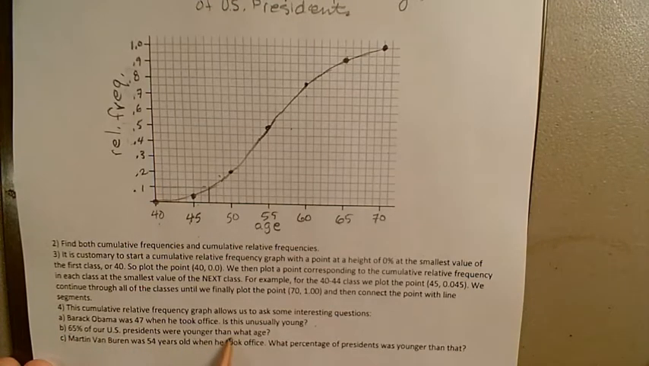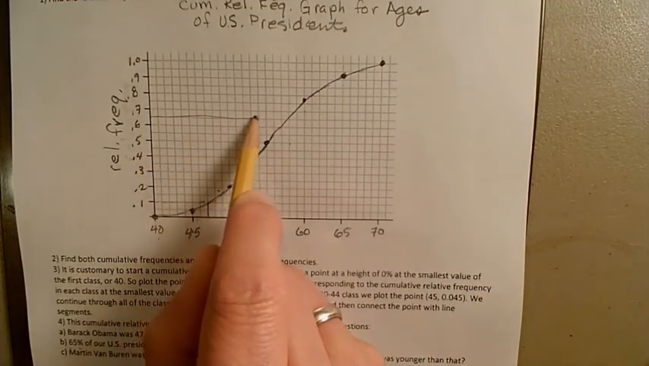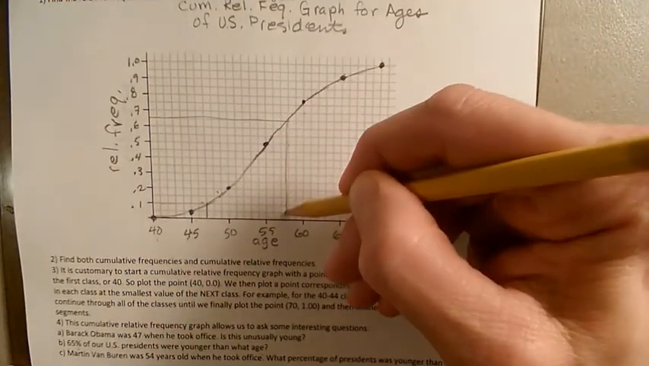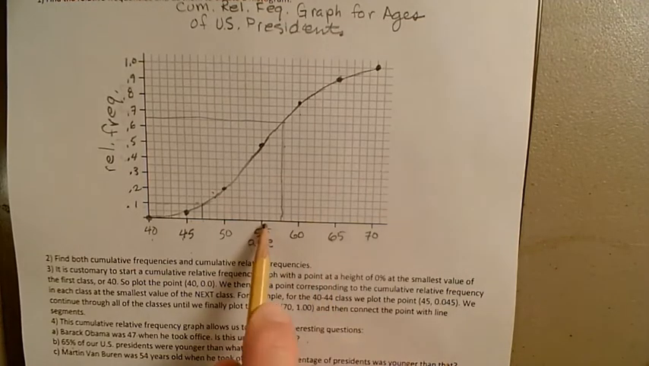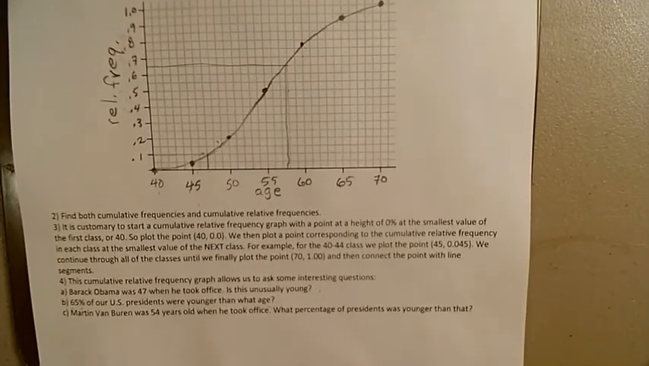All right, next one. 65% of U.S. presidents were younger than what age? We're going to go backwards. We started with the age here; now we're starting with the percentage. So we want to go up to 65, which is right here, read that over, and then take that down. Something about 58, maybe 57. 6, 7, 8. So I would say about 58 is the age which 65% of the presidents were younger than.